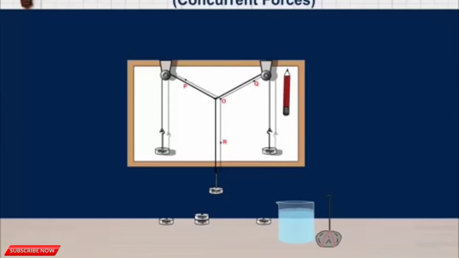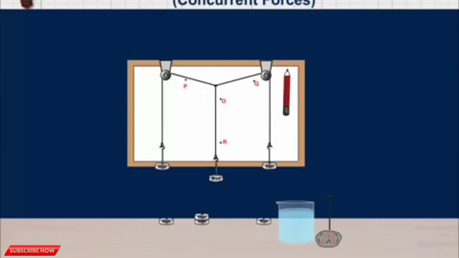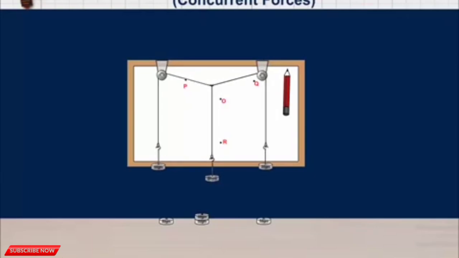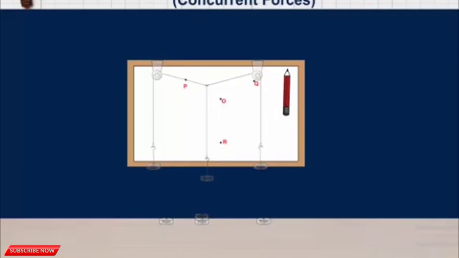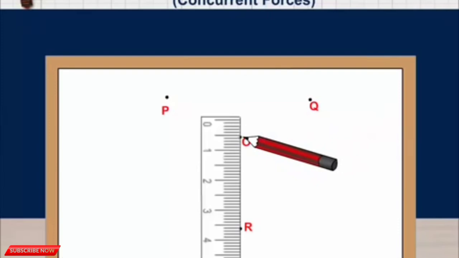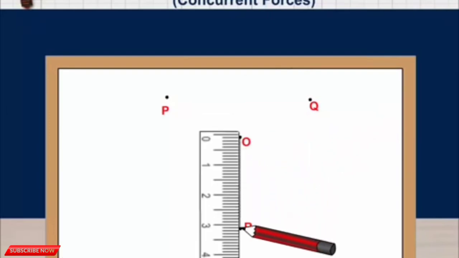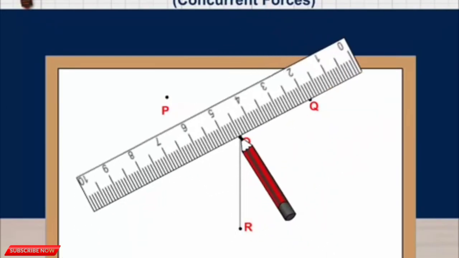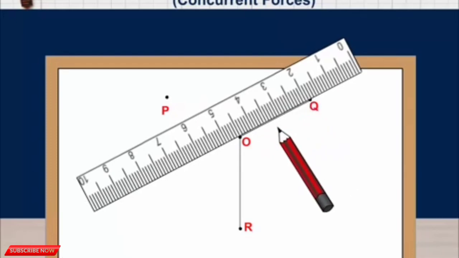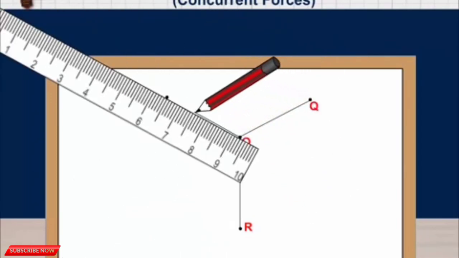Trace the points R, P and Q carefully in the direction of the forces R, P and Q. Remove the pulleys. Join the points O and R to form a line OR. Join the points O and P to form a line OP.